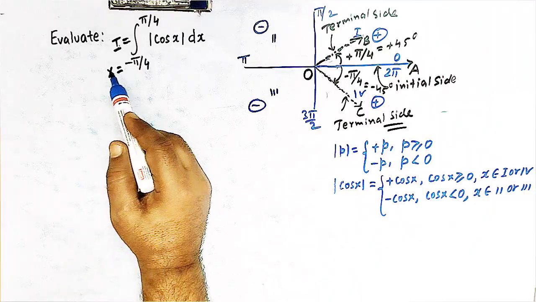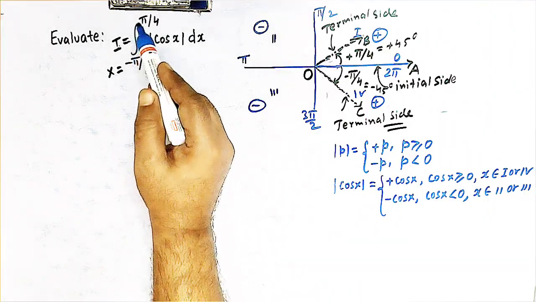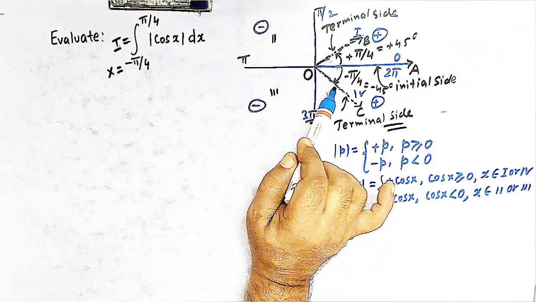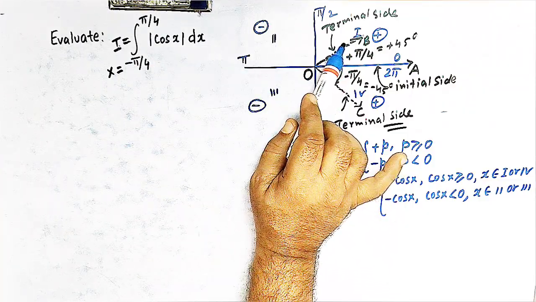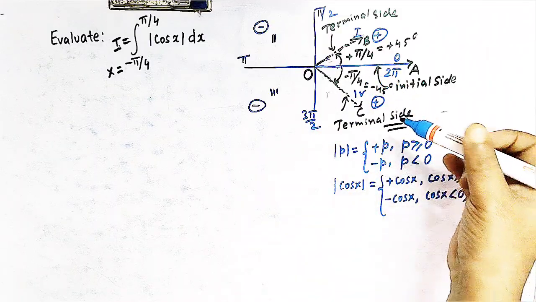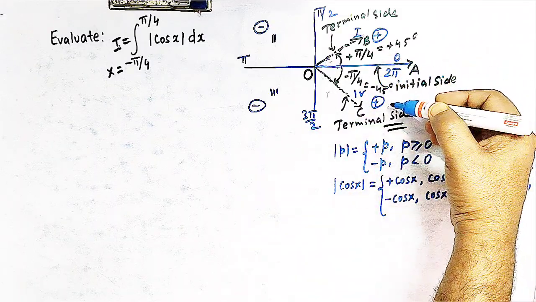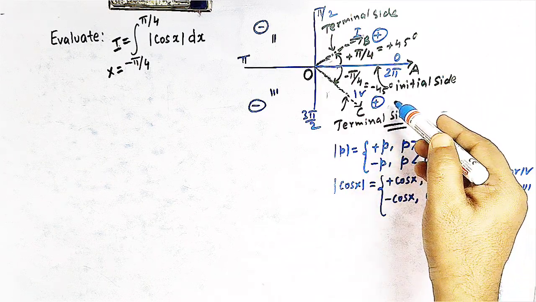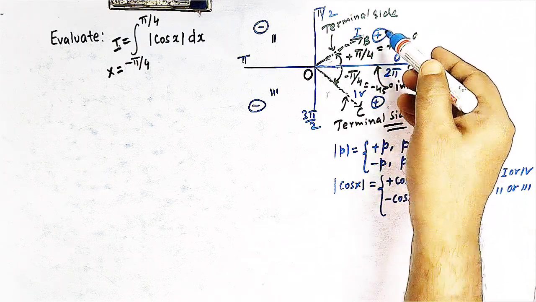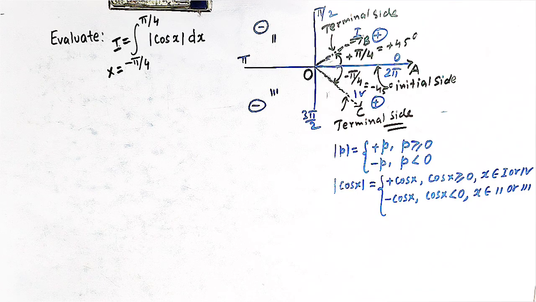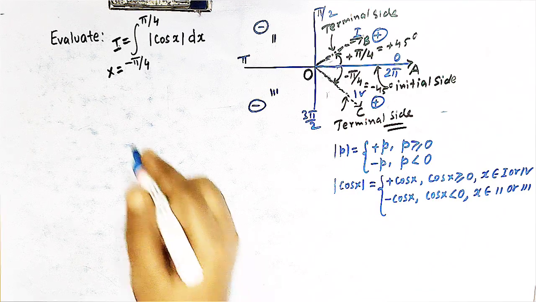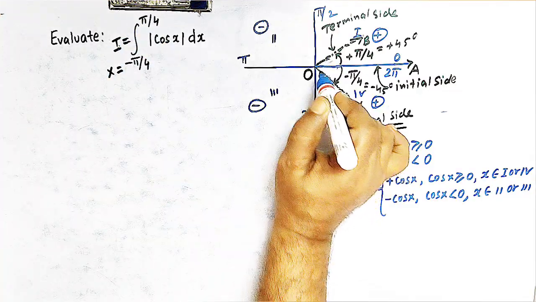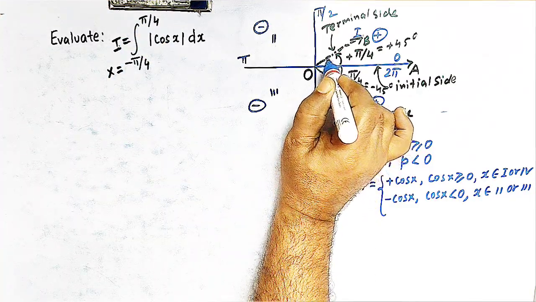So now we have to integrate from minus pi by 4 to pi by 4. Now see, when we go from minus pi by 4 to pi by 4, it implies that we are making a transition from the fourth quadrant to the first quadrant, and in the fourth quadrant and in the first quadrant the cosine function is positive, right? So when we have to integrate from minus pi by 4 to pi by 4, that is we have to integrate like this.